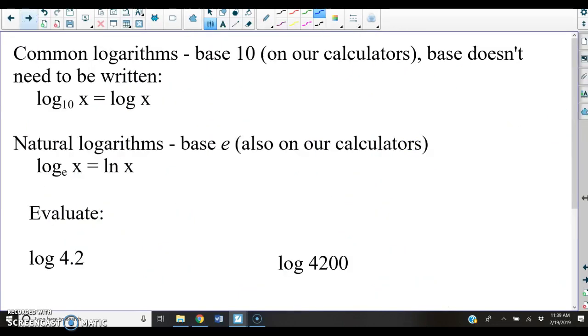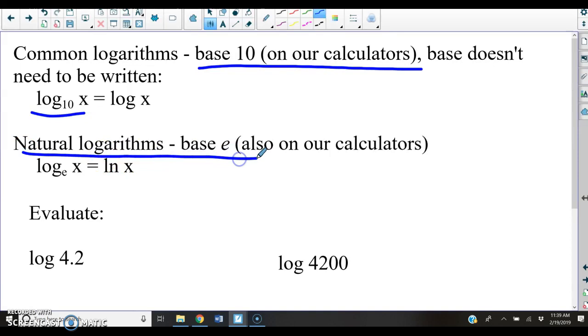Okay. We have 2 different types of logarithms. I just went through several examples where I gave you different bases. Common logarithms are base 10. Those are programmed into our calculator. You can write it log base 10 of x, or you can just say log of x, and the base 10 is understood. It's what is most common.